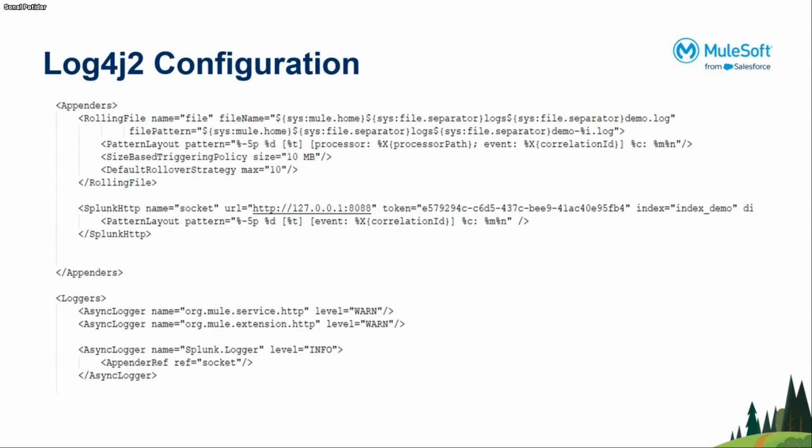So this is my log4j configuration file, and here is the Splunk HTTP configuration. In this configuration, I use the token and index. This token we will generate from Splunk Enterprise, and this index we will also create. After that, we will send logs to Splunk. So this is the log4j file configuration.